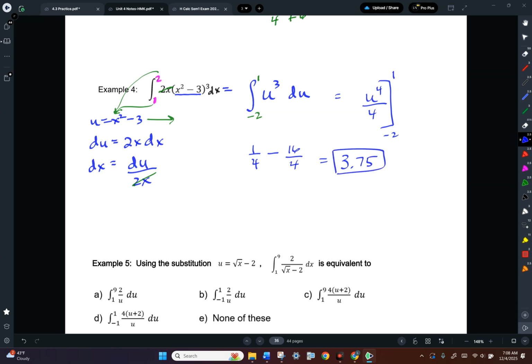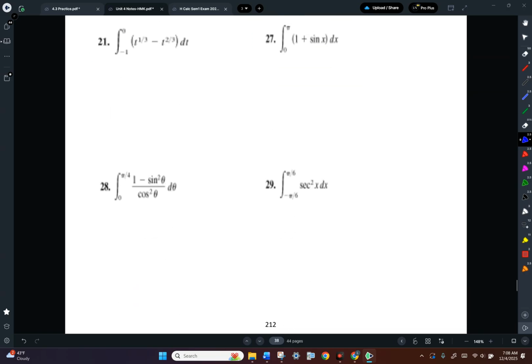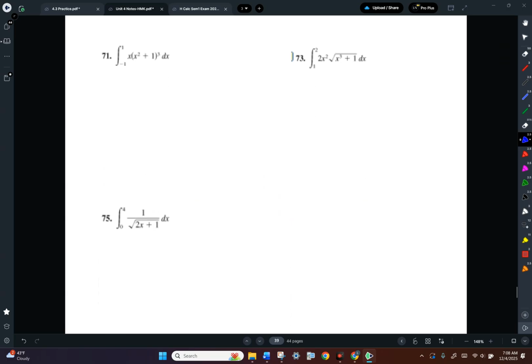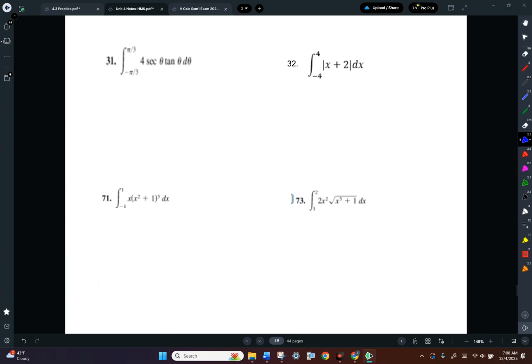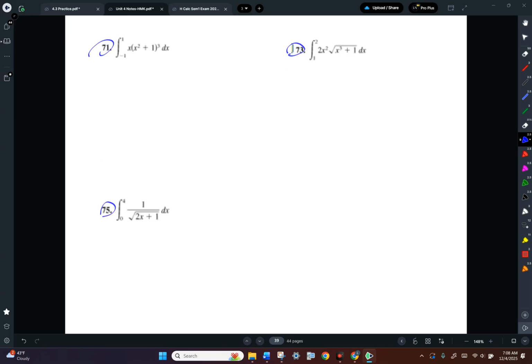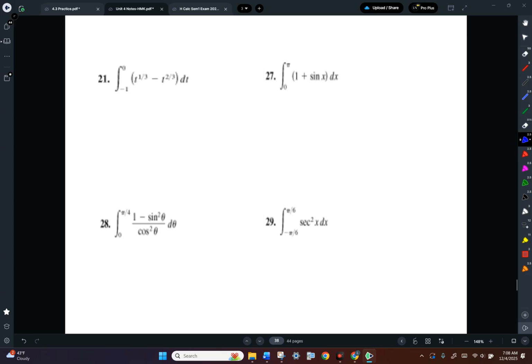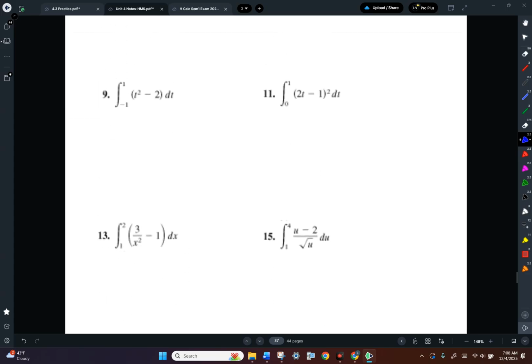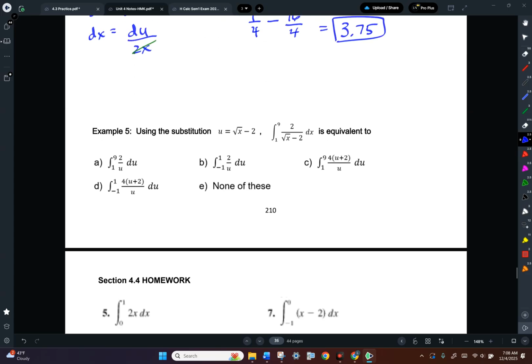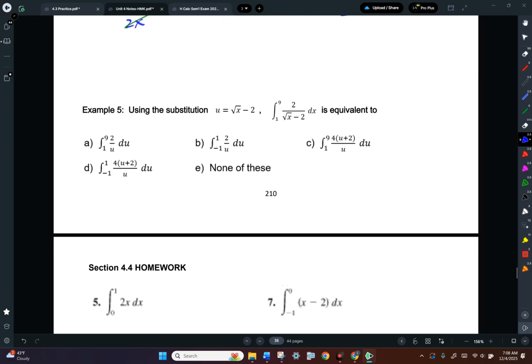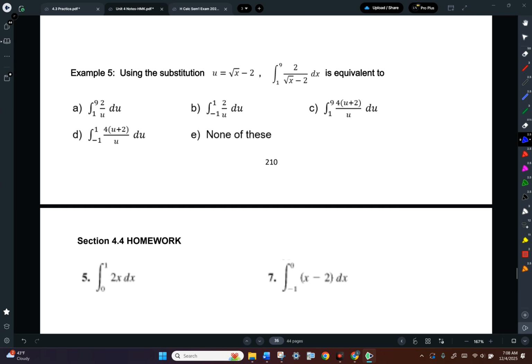Okay. So the key takeaway here is that you have to have u boundaries with u variable. Now, there's a couple of problems over here that if we're in class, I would say, okay, now go try 71, 73, and 75, doing u substitution the way we talked about it. But I want to show you how they tend to ask this as a multiple choice question. And I know this wasn't originally in the notes, so you don't want to ignore this. This is an important question.